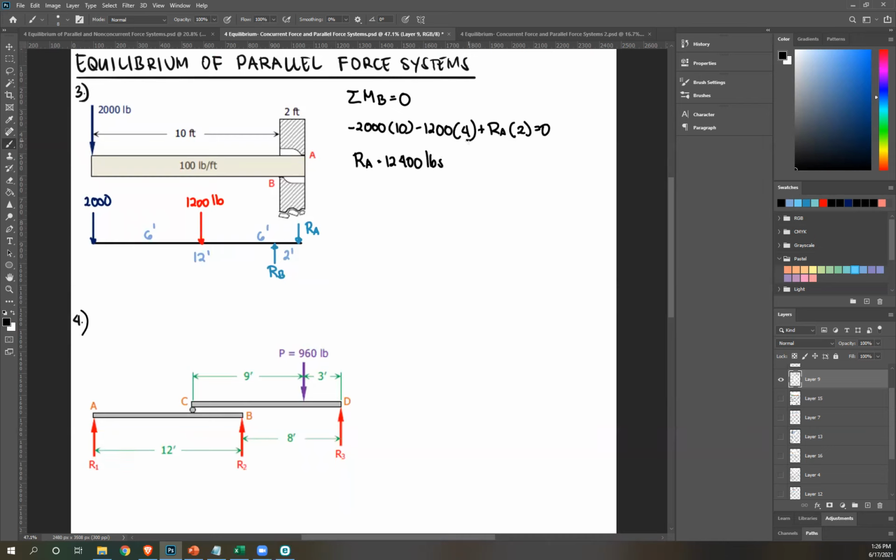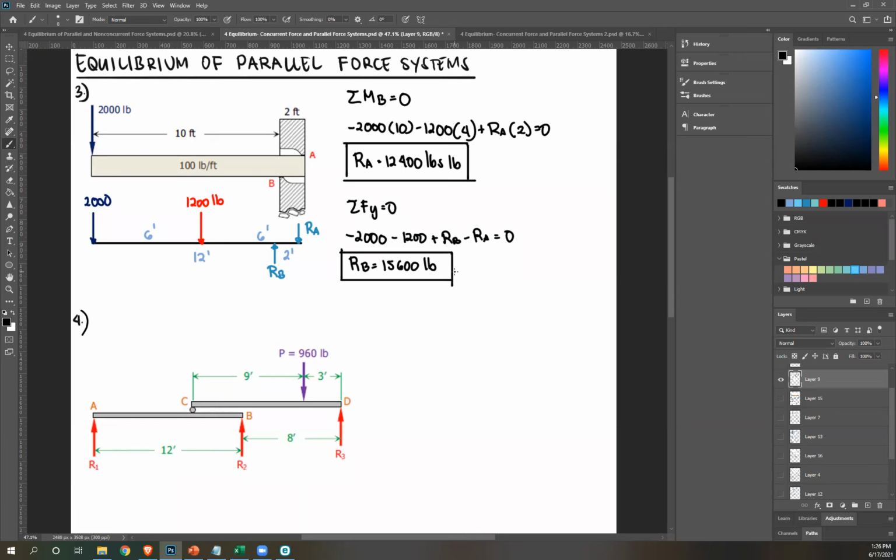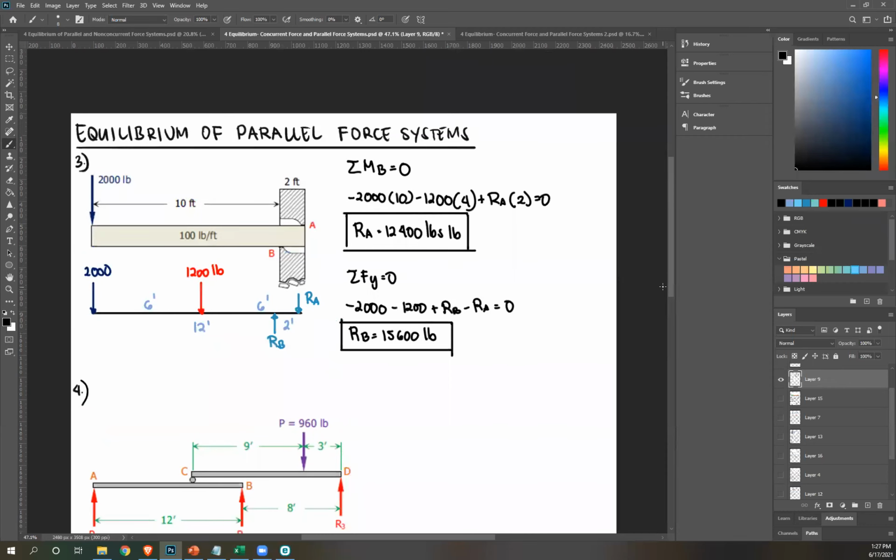Okay, so by the way, let me know if any of these computations are incorrect. And then to solve for RB, as usual, summation of forces. Okay, 2000 downward, negative 2000 minus 1200 plus RB minus RA equals 0. RA is 12,000. Therefore, RB is 15,000. Okay, and number 3, so almost the same solution as the previous one.